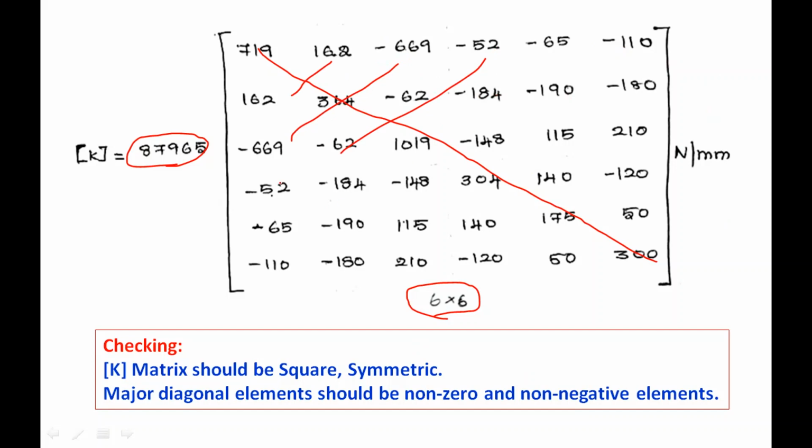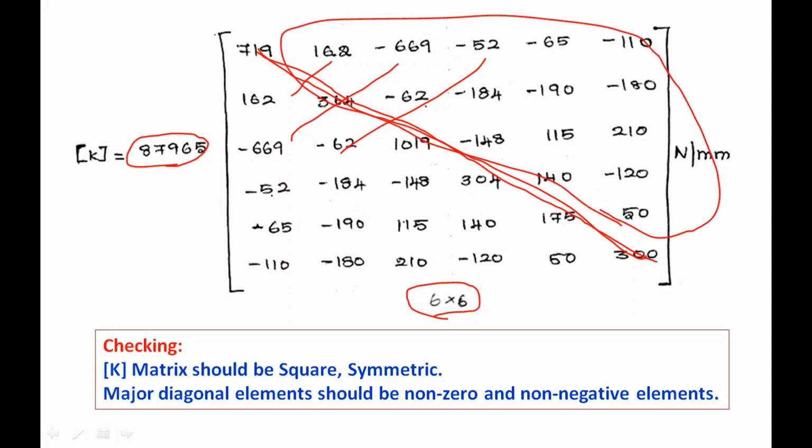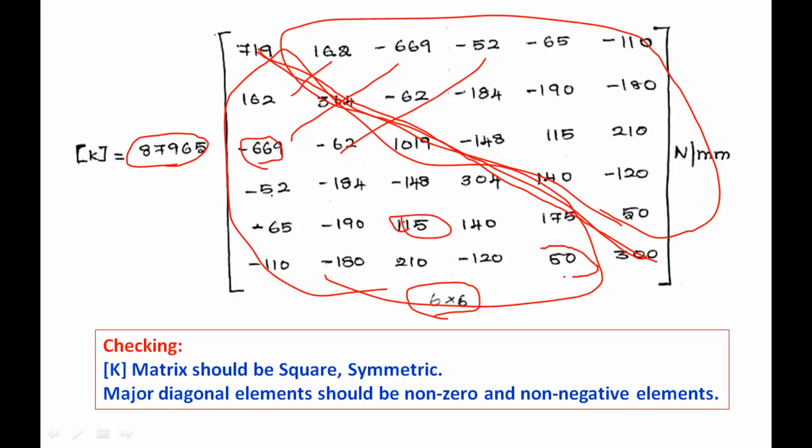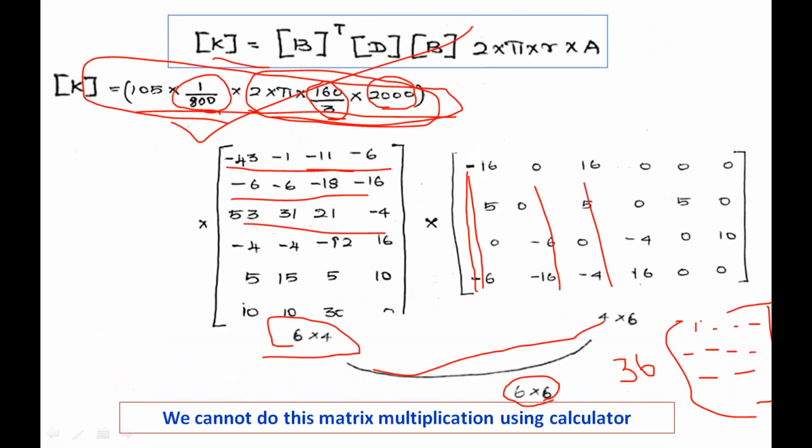When we do it manually, to save time, what we can do is first get the major diagonal elements, then get the elements of either the upper diagonal or the lower diagonal by multiplication. That way we can save time. For the other diagonal, only for checking purposes, we can randomly do some multiplication to see whether we are getting the symmetricity or not. That way we can reduce some time during the examination. Otherwise, we have to get all the elements using this row and column multiplication.